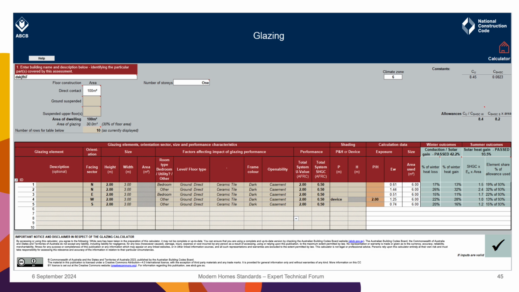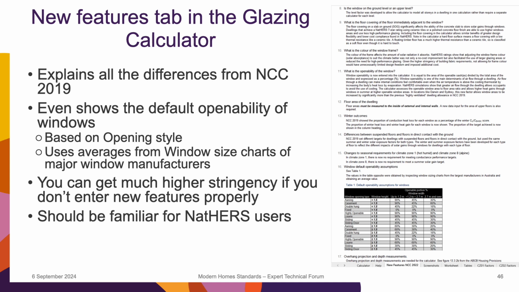In fact, the previous requirements in the elemental provisions about having a higher area of openable windows did not give you anywhere near as much the benefit of higher openability that the new glazing calculator does, because it is tied back into outcomes that you get from NatHERS. Now, in the calculator itself, there's a little tab that says new features. I just recommend read those thoroughly.